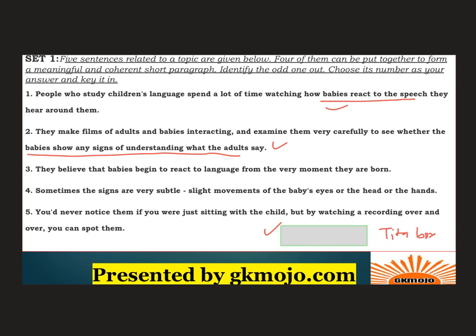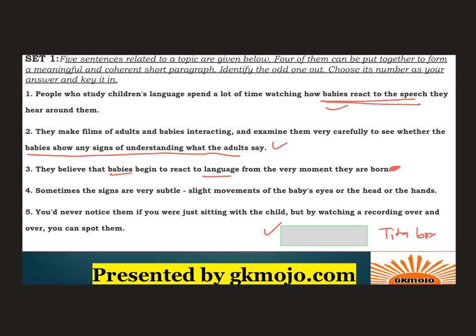They believe that babies begin to react to language from the very moment they are born. So babies react to the language. Here, "react to the language" is given. Alright, so we'll keep this outside. React to the language is not quite in alignment with reaction to the speech.